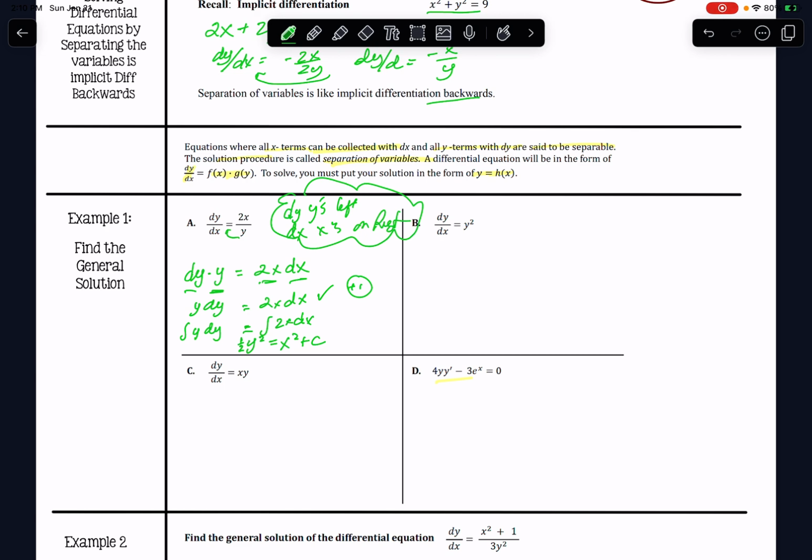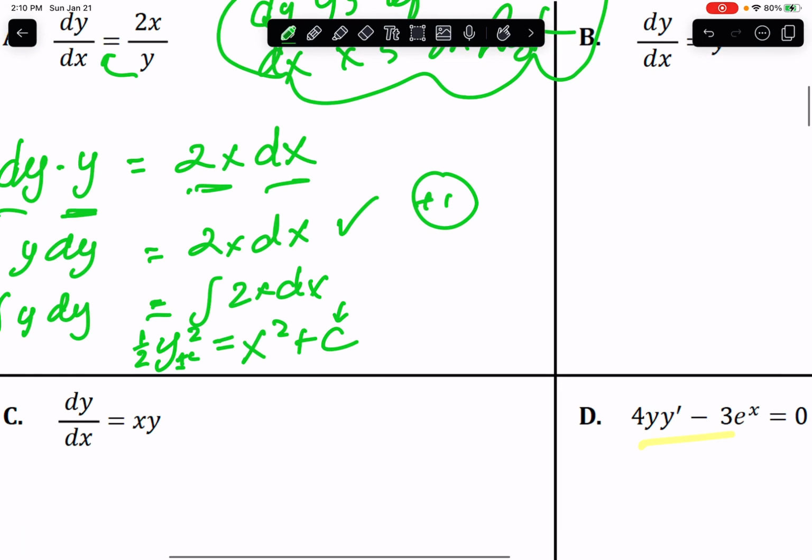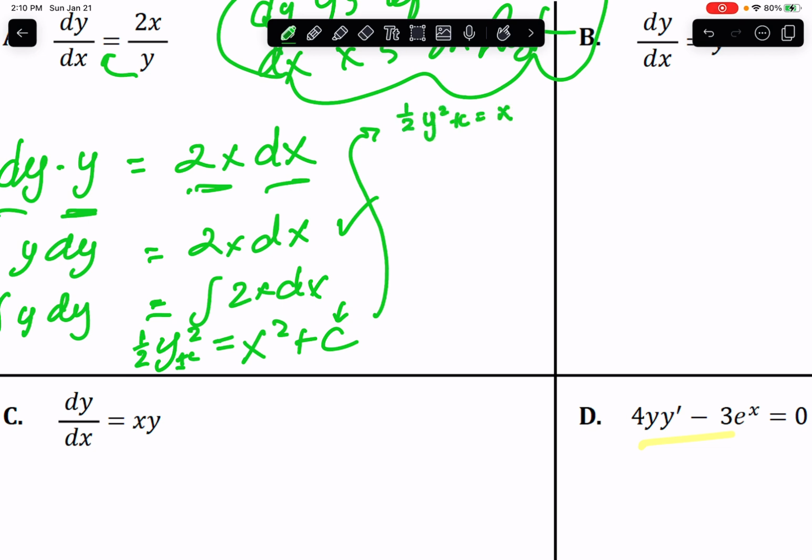1/2 y squared. Now, this has a plus c, and this side has a plus c, but if you were to solve for y, you would get the plus c both places. So watch, I'm going to erase this right here so I have room. Okay, so I'm coming up here to show you that I have 1/2 y squared plus c equals x squared plus c.